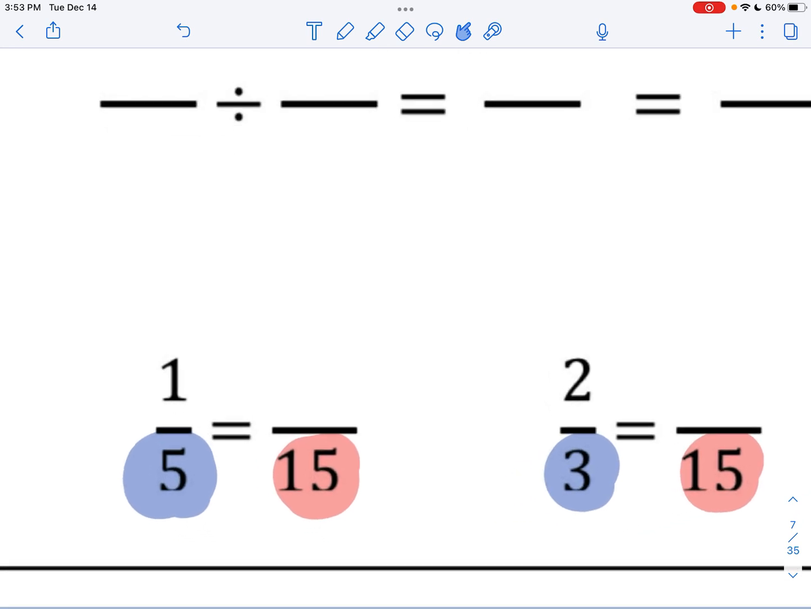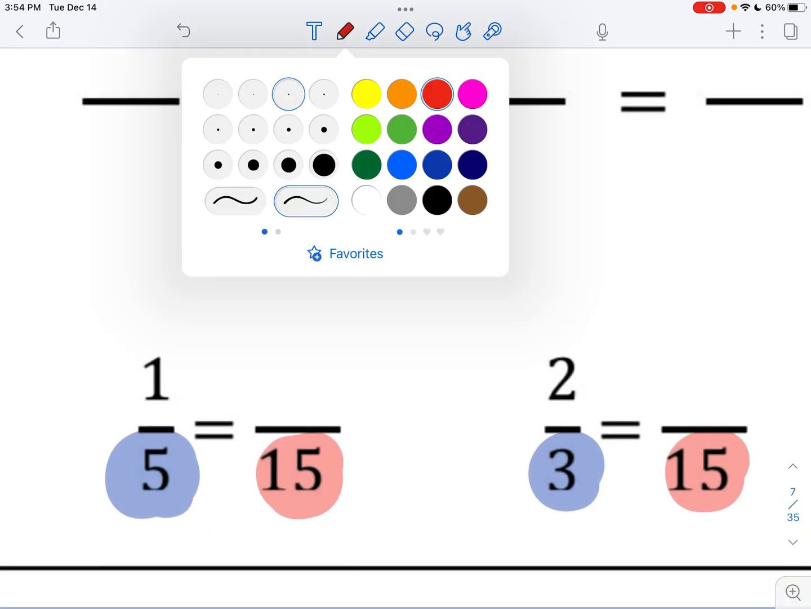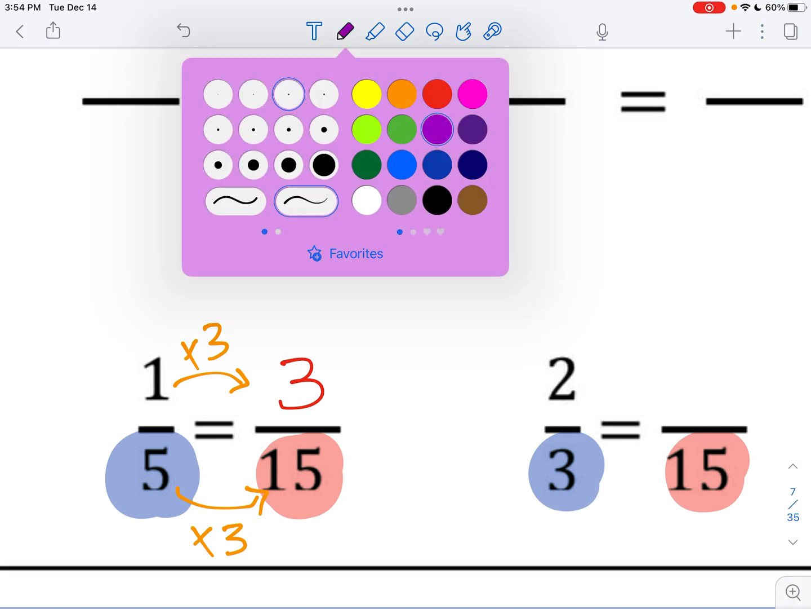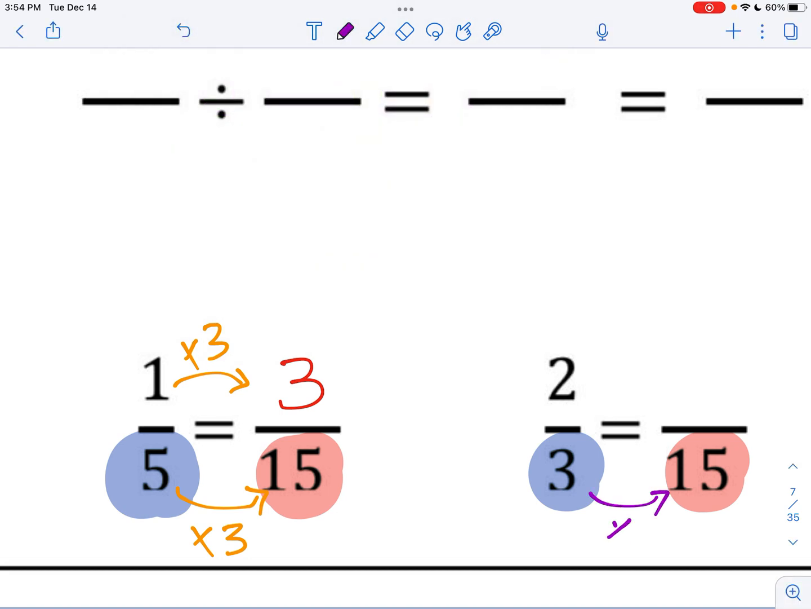I'm going to zoom in a little bit. It's been a while since we practiced this, but we're going to make equivalent fractions by multiplying. 5 times 3 is 15, so I'm going to write that on top. 1 times 3 is 3/15. Then I'm going to go over to the second fraction, 2/3. 3 times 5 is 15, so on the top, 2 times 5 is 10. So my second fraction is 10/15.